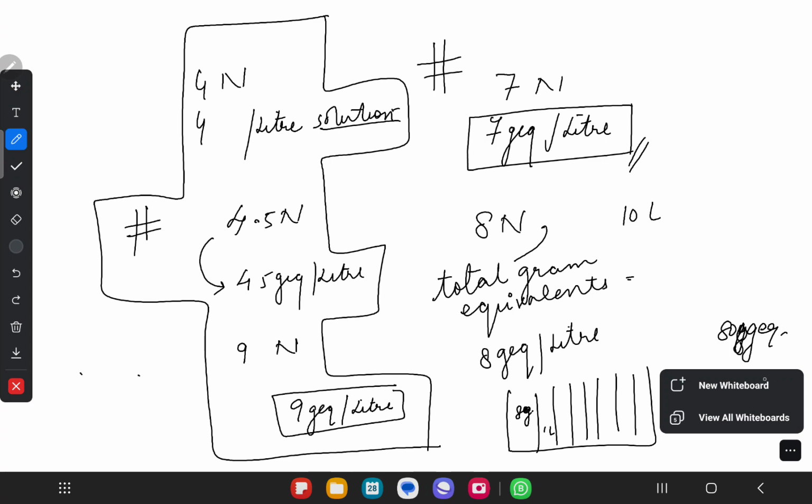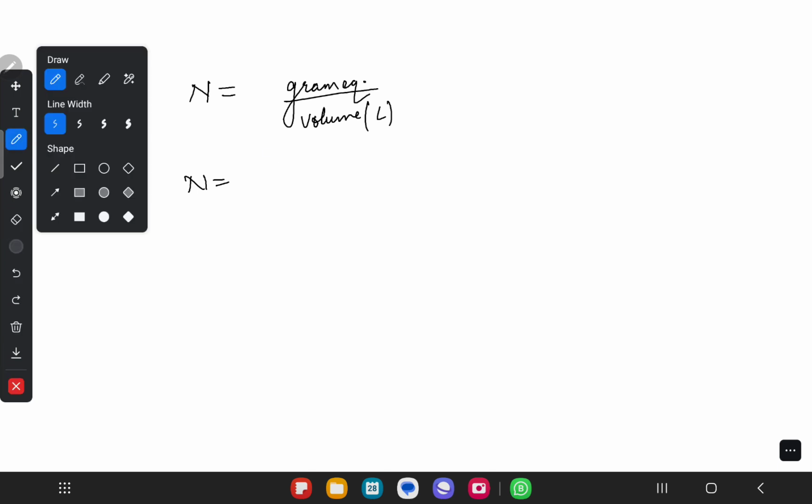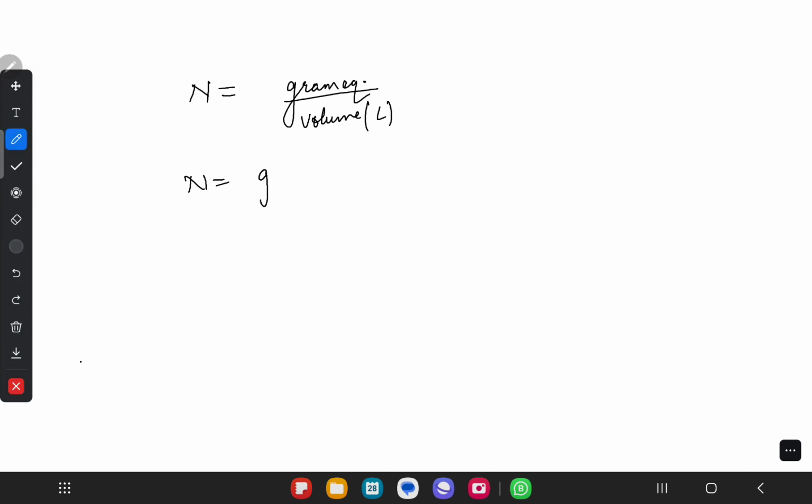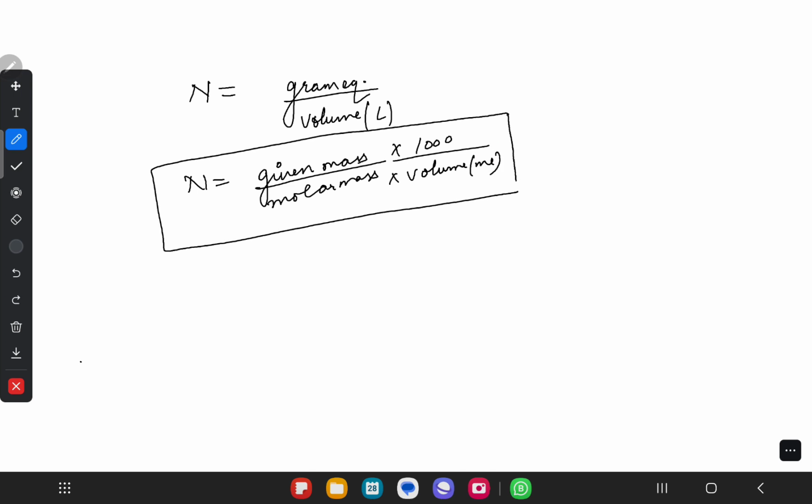Now, how do I elaborate it more? So if I have normality, that is what? Gram equivalents over volume in liters. So normality is going to be the number of gram equivalents, given mass upon molar mass, into 1000 by volume in milliliters. That is normality.